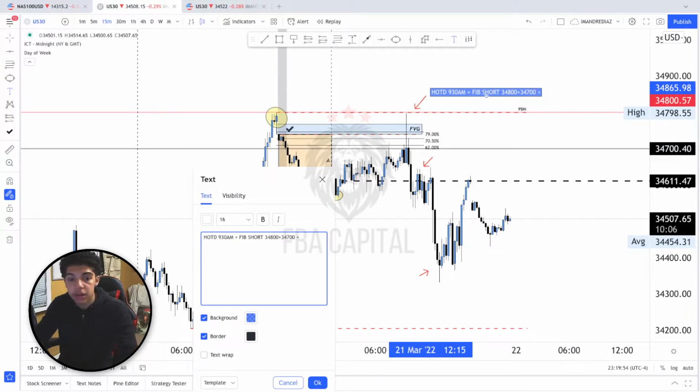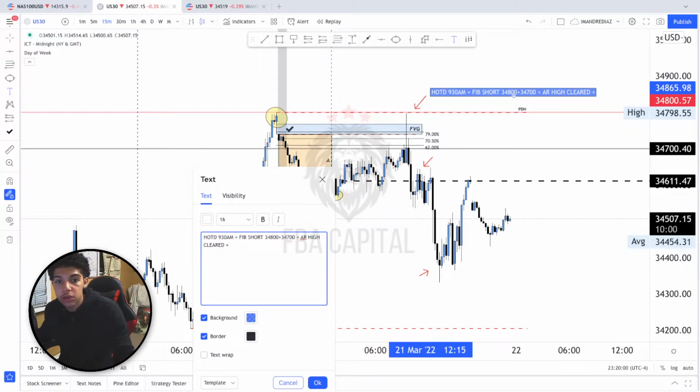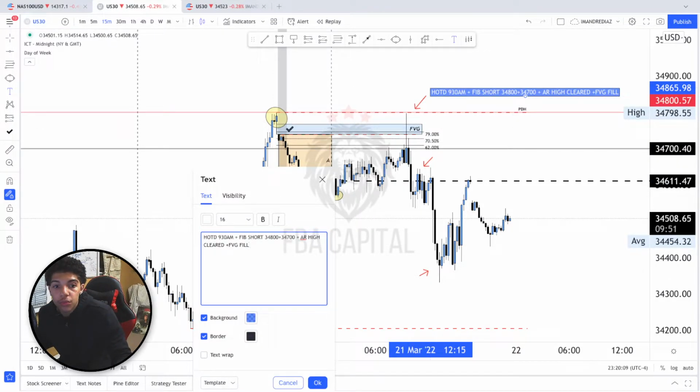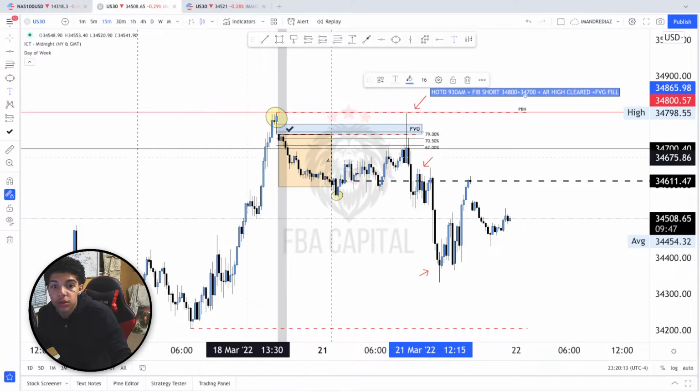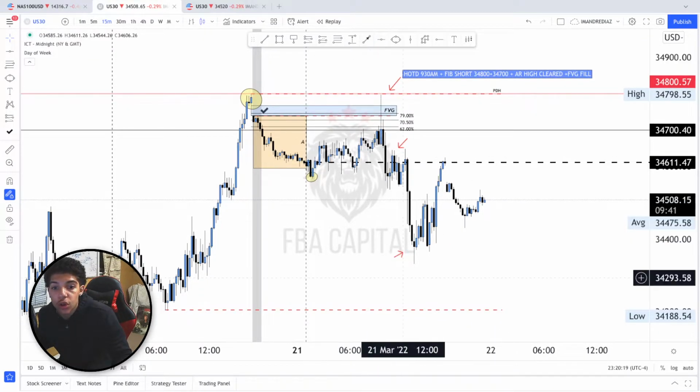We also had the Asian range high cleared. What else? We also have the fair value gap fill. And what else do we have? Boom, boom. 1, 2, 3, 4, 5, 6 confirmations for this potential short, just like this. So now that we have this annotated up here, we're going to move on to the next part, which is all the way down here.